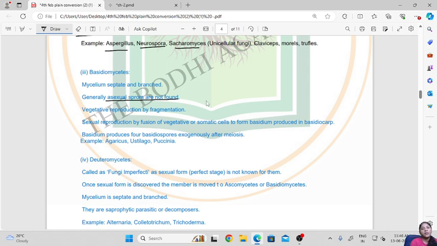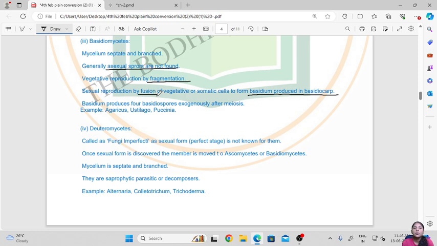Vegetative reproduction in Basidiomycetes is by fragmentation, and then sexual reproduction is by fusion of vegetative or somatic cells to form a basidium, produced in the basidiocarp. The basidium produces four basidiospores exogenously after meiosis. Examples are Agaricus, Ustilago and Puccinia.